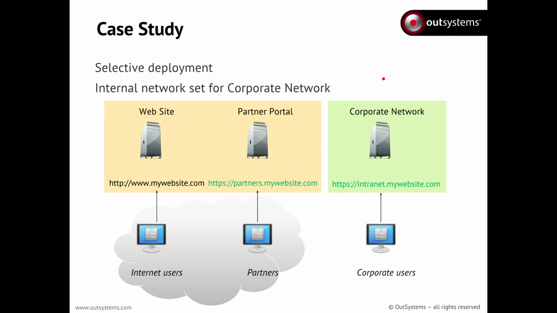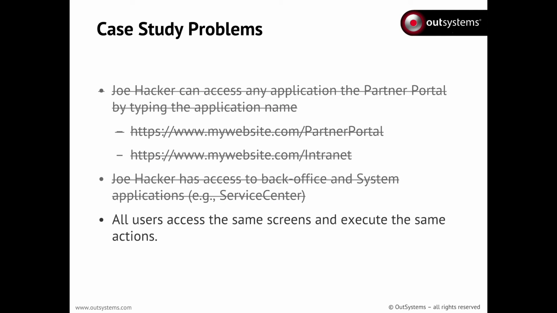And if you do that, then you have your partner portal protected, and only partners and whoever works with inside the premises of those partners can access your partner portal. And this means that our friend Joe Hacker can no longer access the partner portal. So selective deployment is what opens up the possibility of doing these configurations which are beyond the OutSystems platform. DNS configuration and firewall configuration.